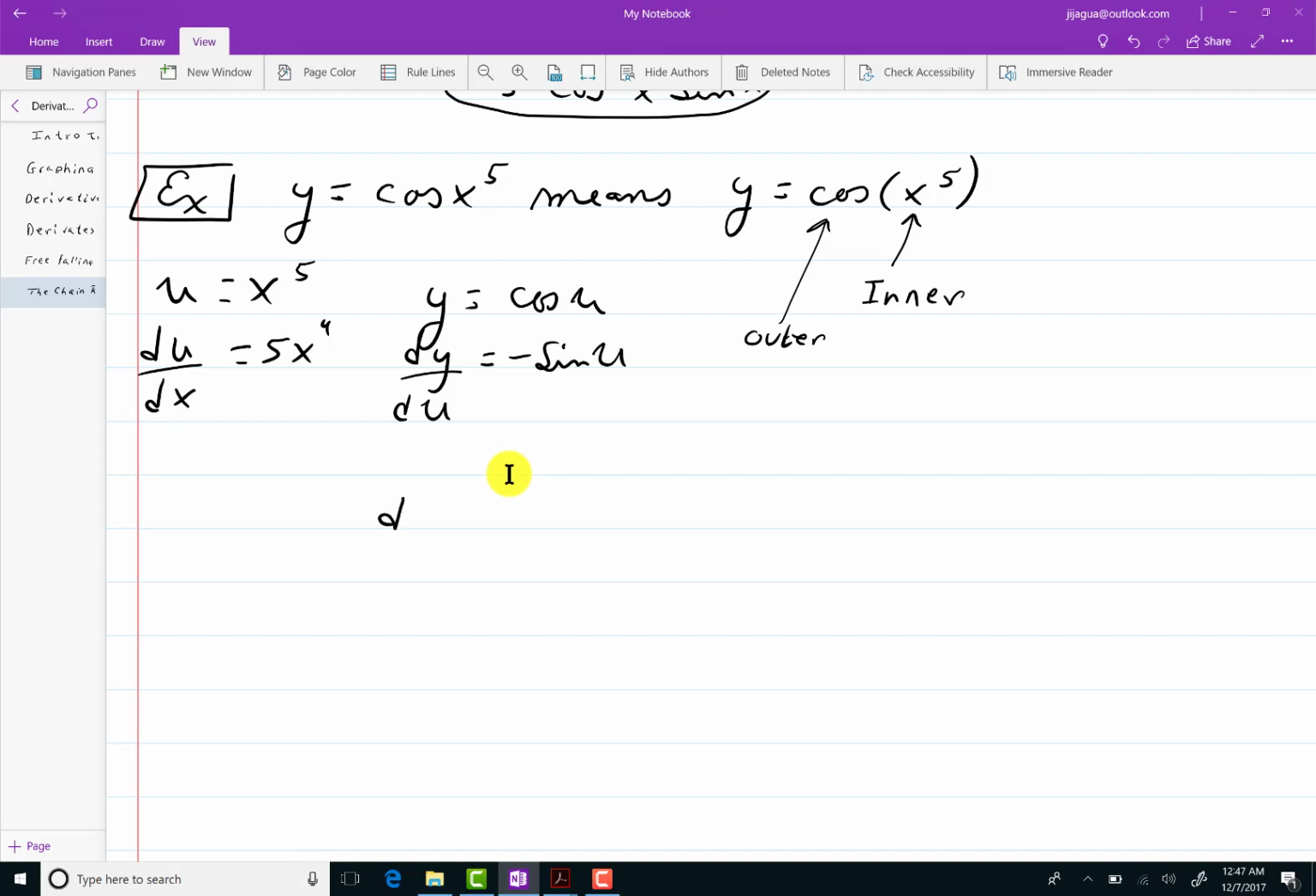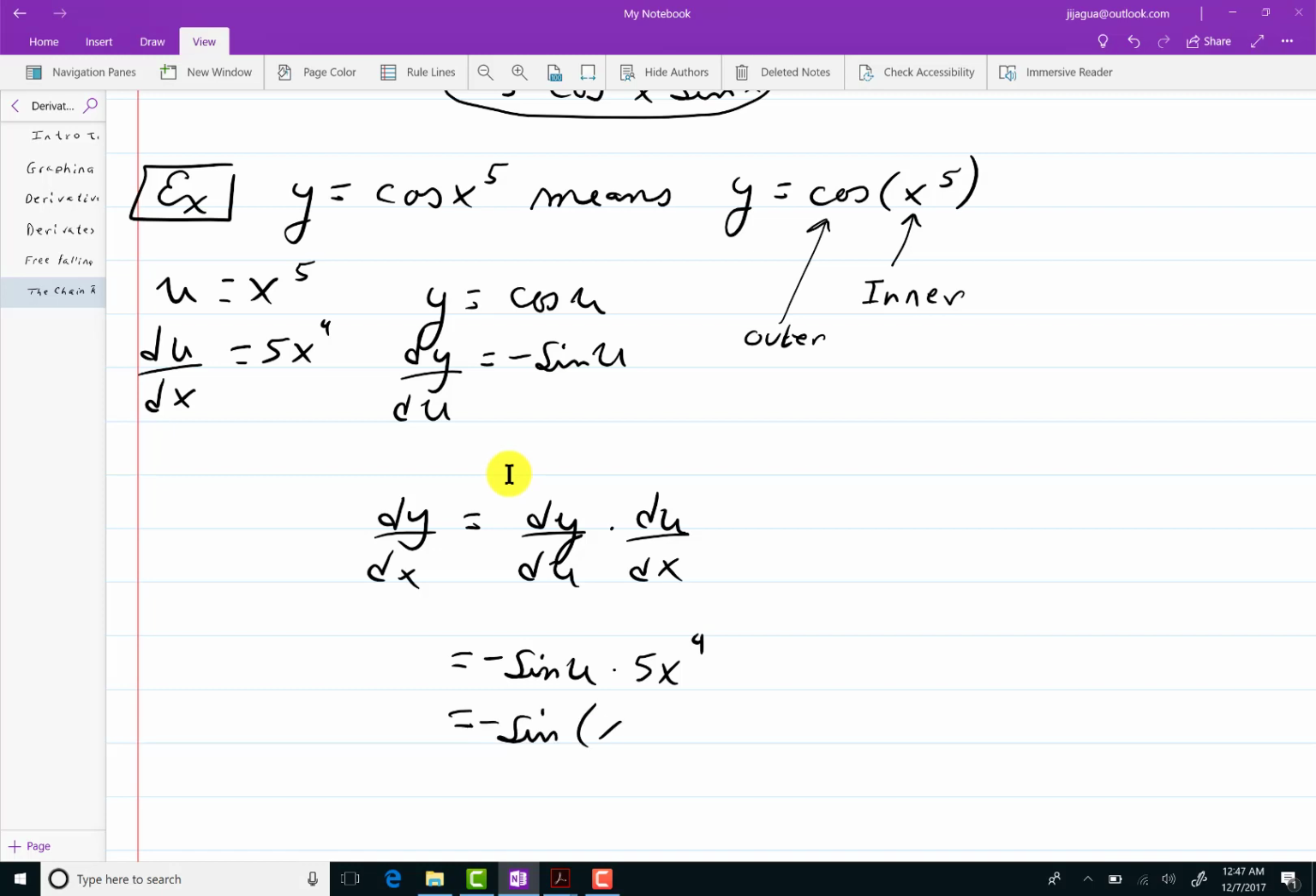And so our answer, dy over dx equals dy over du times du over dx. dy over du was negative sine of u. And then du over dx is 5x to the fourth. And then I will replace my u with the x version: negative sine of x to the fifth times 5x to the fourth.